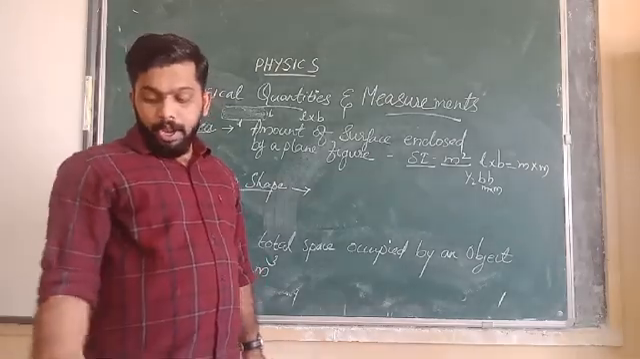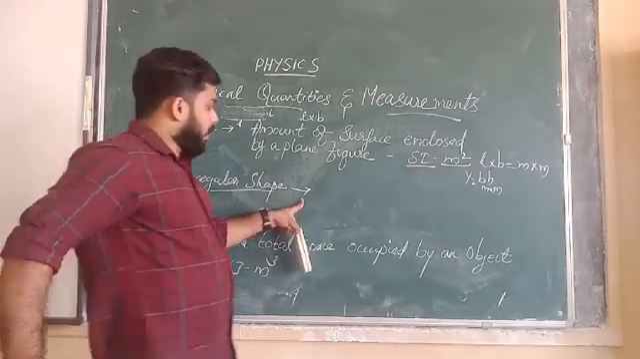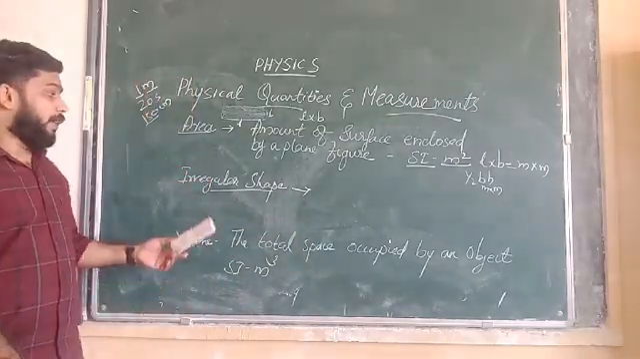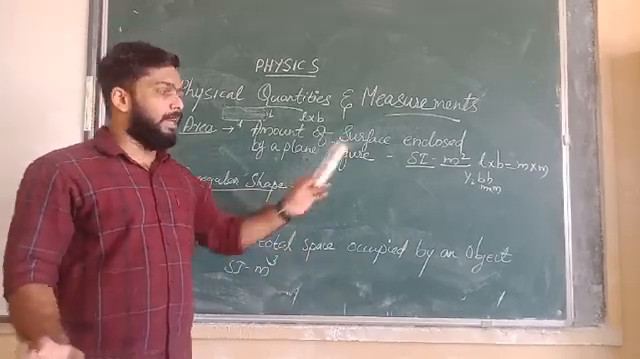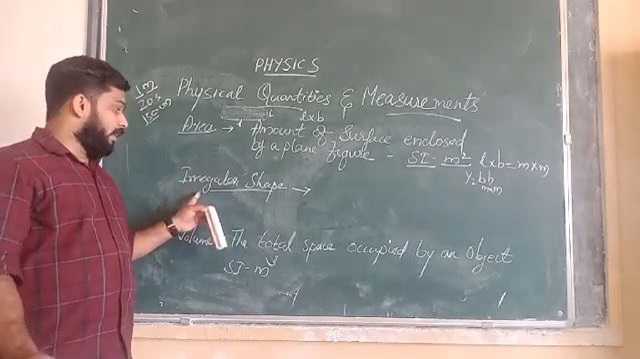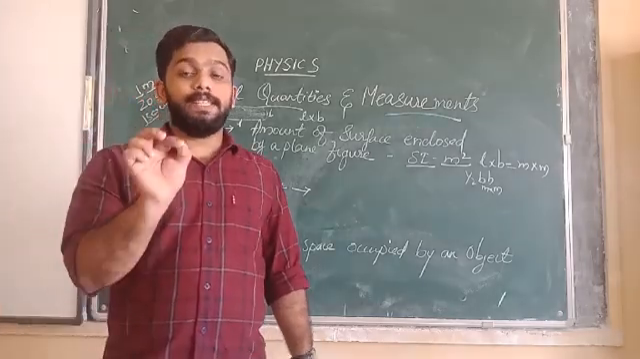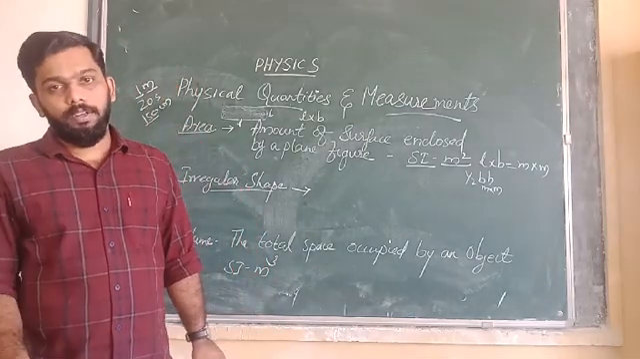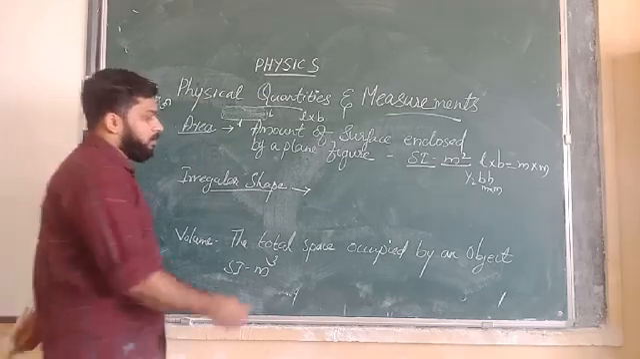Now the next one is measuring the area of an irregular shape. I hope you remember this one. Last year in class 6 we learned how we can measure the area of an irregular shape. If it is a regular shape, the value you get will be accurate. The only thing you have to keep in mind is that if it is an irregular shape, we are not going to get the exact value, but we will be getting a value near to the accurate value.